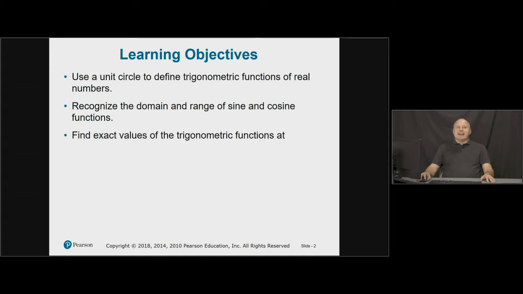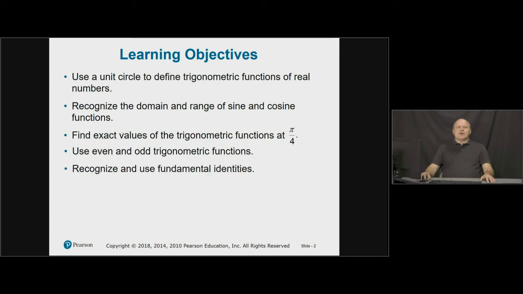We're going to find the exact values of the trig functions at pi over 4. We're going to use even and odd trig functions. We're going to recognize and use fundamental identities. We're going to use periodic properties. And finally, we're going to be evaluating trig functions with a calculator. So that last one's a pretty easy one. But there's about 7 objectives that we need to follow through here.